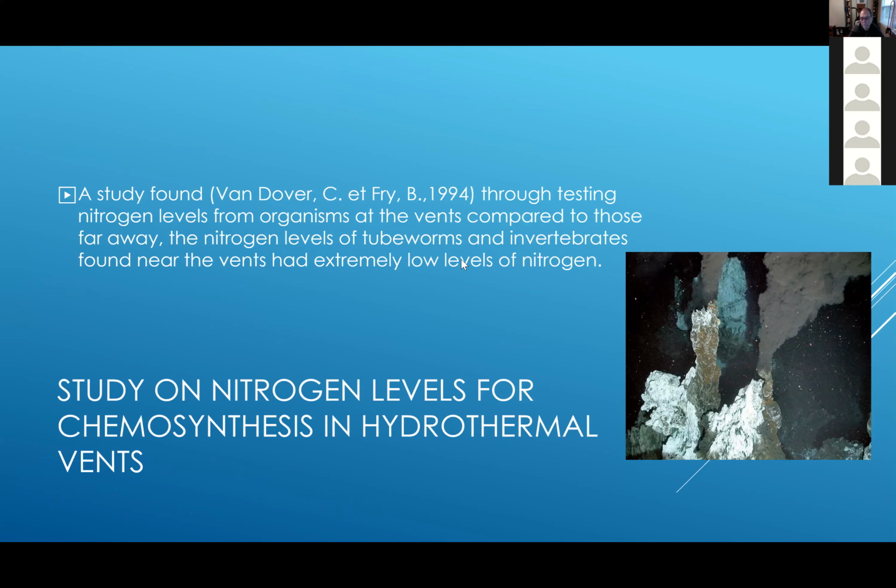The amount of nitrogen cycled in and around these vents drives curiosity in research at these vents because the distribution in organisms is strange. Organisms in and closer to the vents seem to have lower levels of nitrogen than those farther from the vents.